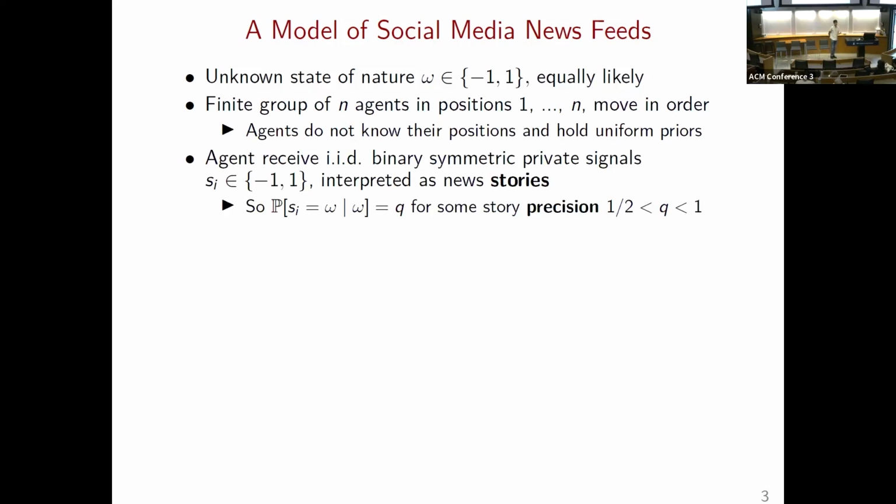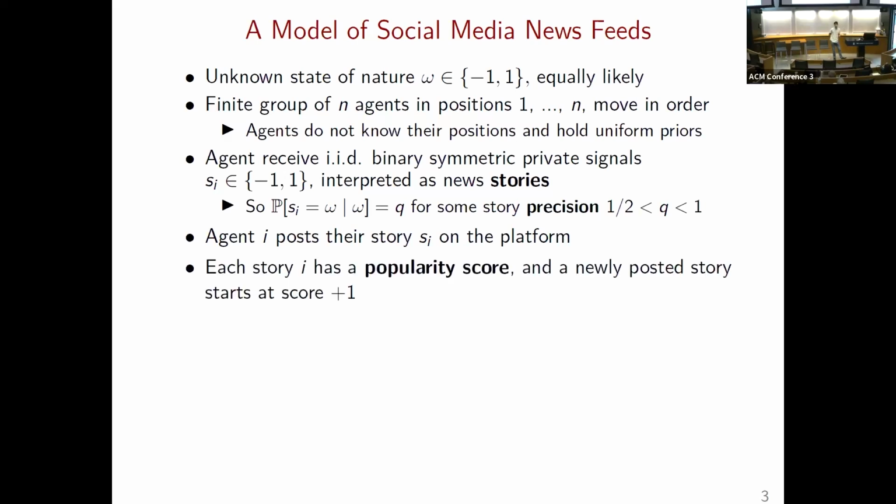And they're going to each receive their own news story, which is just a signal about the state, which is binary and symmetric, so it matches the true state with probability Q and the incorrect state otherwise. And we're going to assume, it turns out this isn't too important, that they post their story S_i on the platform. We think you could do other assumptions about this. And when it's posted, it's going to start with a popularity score of 1. This popularity score is going to track how many times it's been shared or, more abstractly, endorsed.